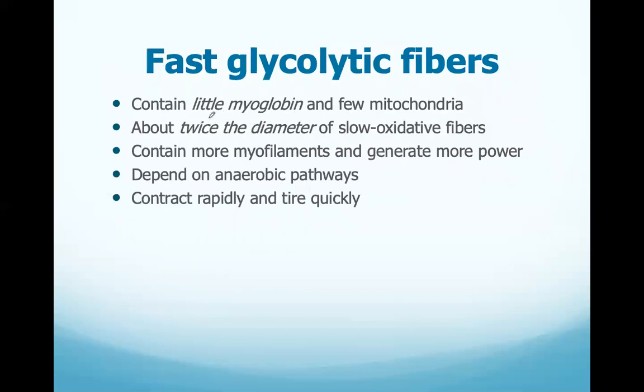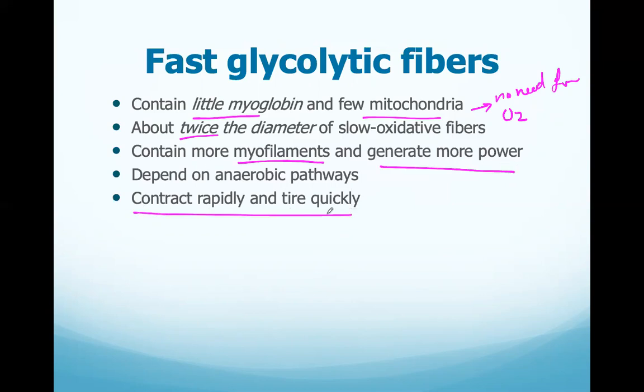Fast glycolytic has little myoglobin and few mitochondria, because again, basically no need for O2 and no need for mitochondria to produce a significant amount of ATP. They are typically larger in diameter, typically twice as large as the slow oxidative muscles. They contain lots of myofilaments, so a lot of actin and myosin, which creates a lot of power, but they're going to contract rapidly and quickly get tired.